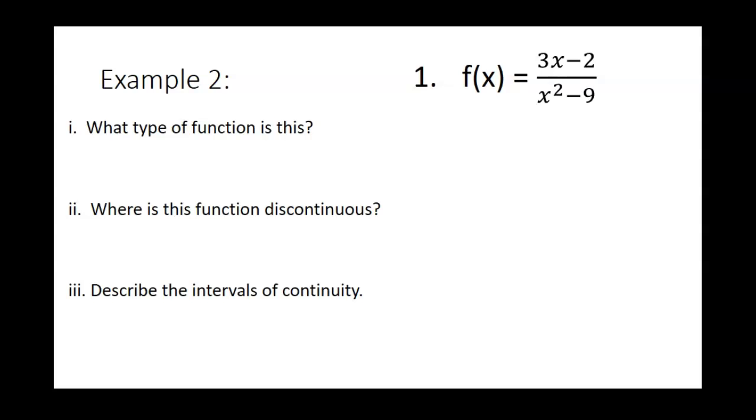You doing this? All right. This is important stuff. Okay.